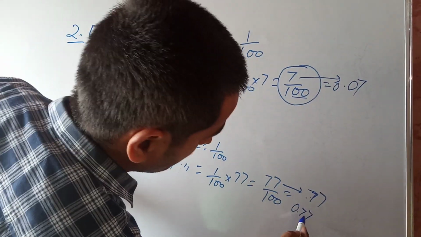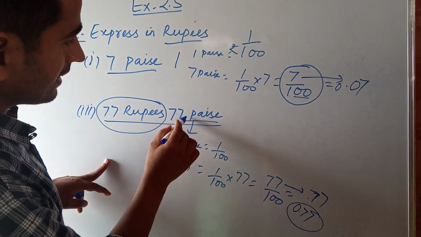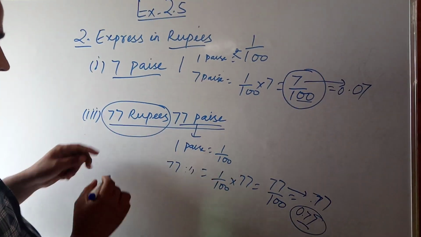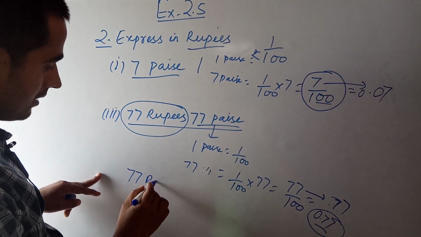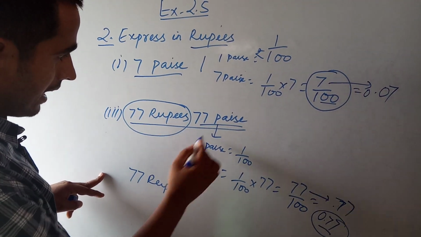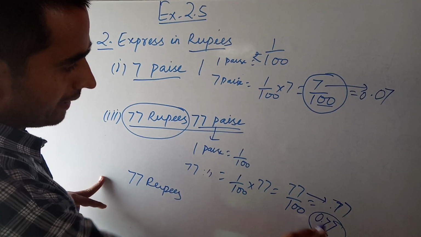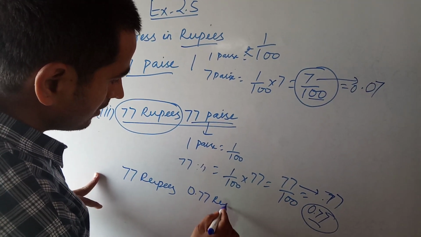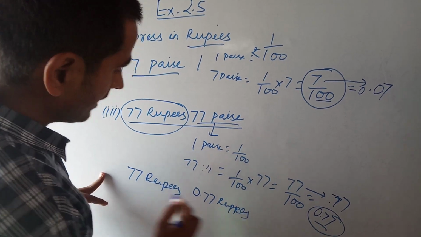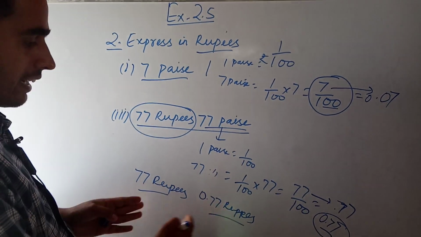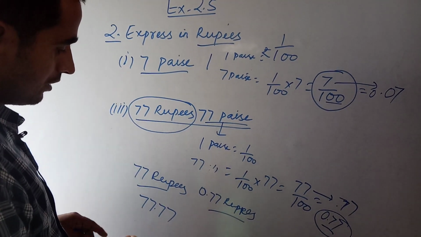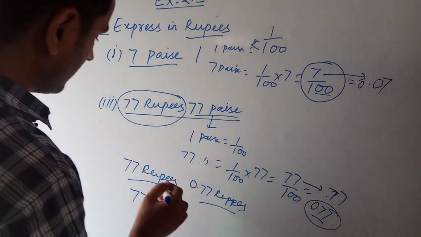Now it has come into rupees. This 77 paise has been converted into 0.77 rupees. And here 77 rupees, and this when converted into rupees, 77 paise, we get 0.77 rupees. Now both are rupees and you can add. So after adding we get 77.77 rupees. Let me explain here.